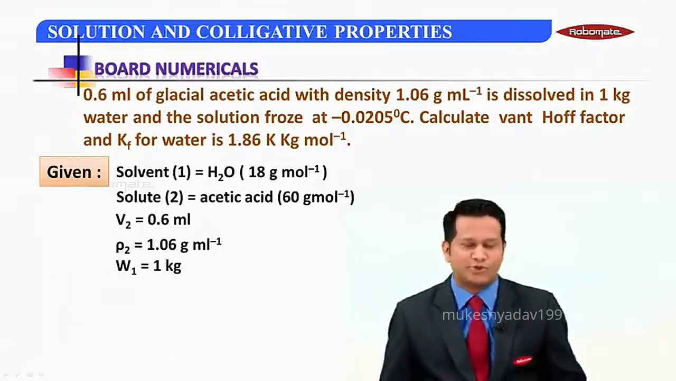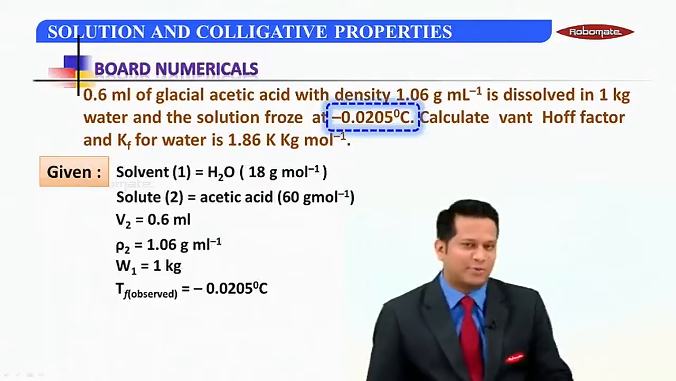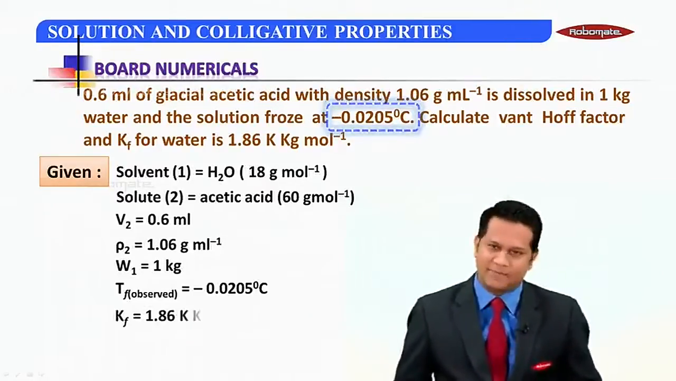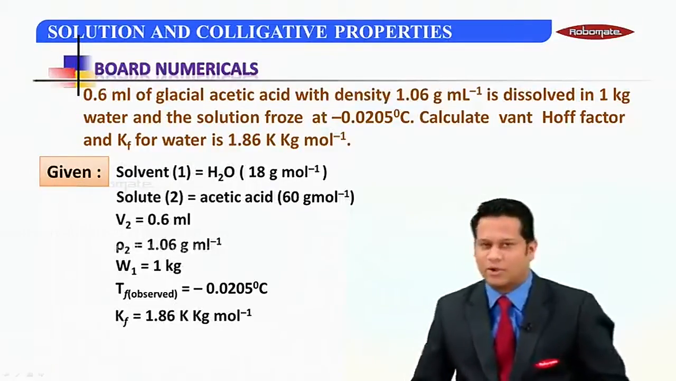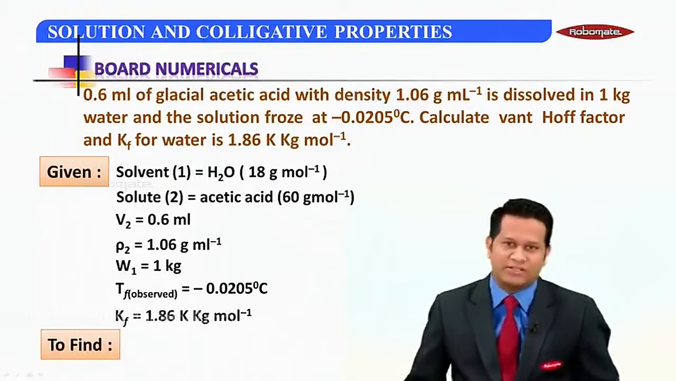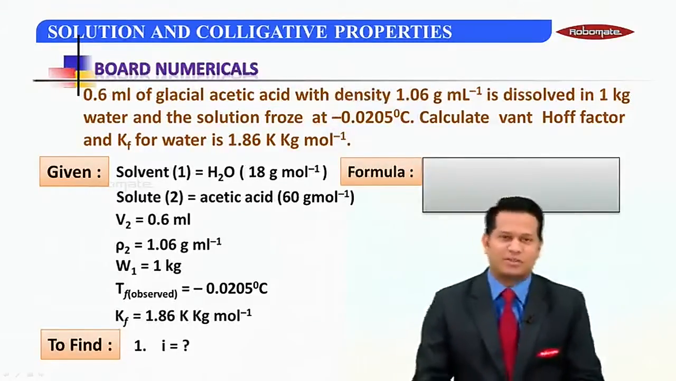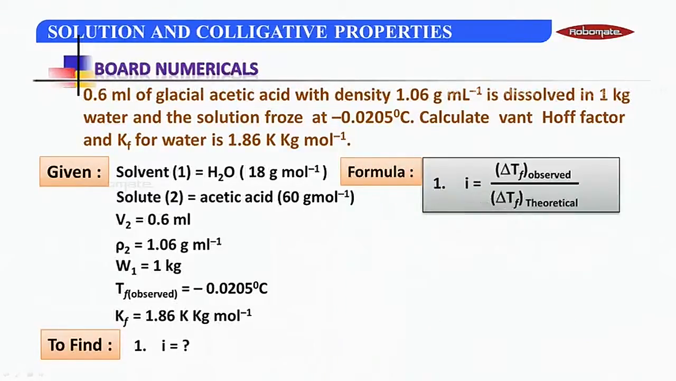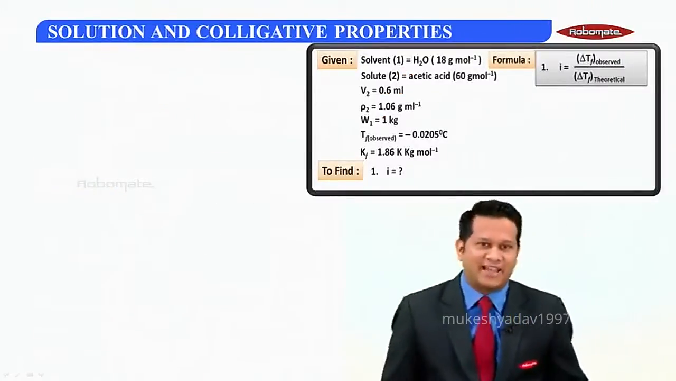at 0.0205, that is nothing but TF observed, which is minus 0.0205 degrees Celsius, and the value of Kf is 1.86 Kelvin kg mole inverse. What we need to calculate over here is Van't Hoff factor, that is nothing but I, and the formula which you're going to use over here is I is equals to delta TF observed upon delta TF theoretical. Having this data, let's go ahead with the entire calculation.